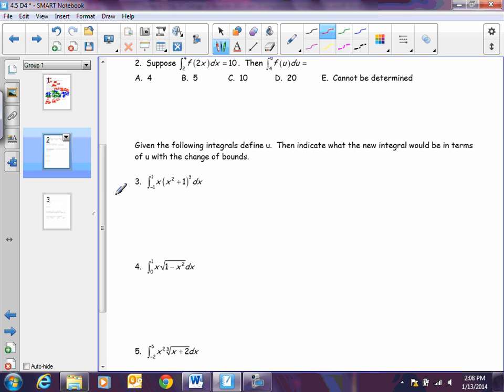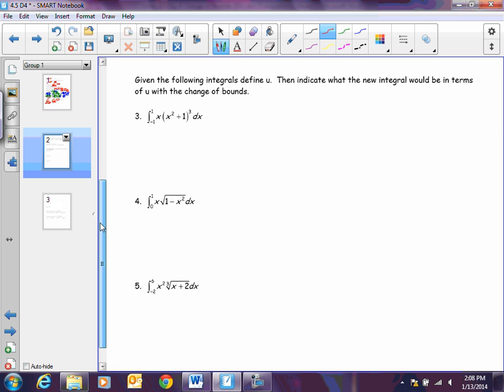Anyway, that'll be fun. All right, this is really what I want to point out, because some of you are bad about reading directions, and if that's you, you're going to end up doing a lot more work than everybody else. So it says, given the following integrals, define u. These are all u substitutions, so figure out what u should be, and then indicate what the new integral would be in terms of u with the change of bounds.